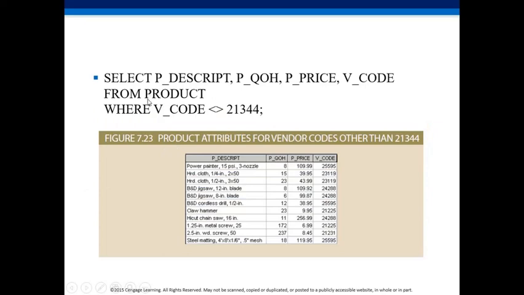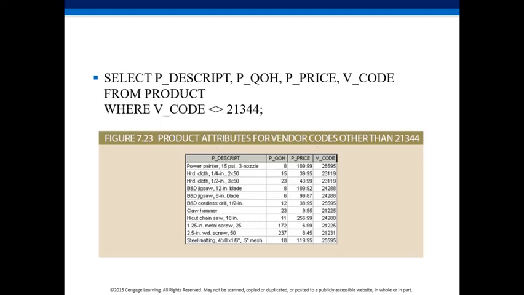So for this one, it mentions the product whose vendor code is not equal to 21344. What I showed you earlier is equal to 21344. So this one is not equal to 21344. So it will display all rows except for the products whose vendor code is 21344.